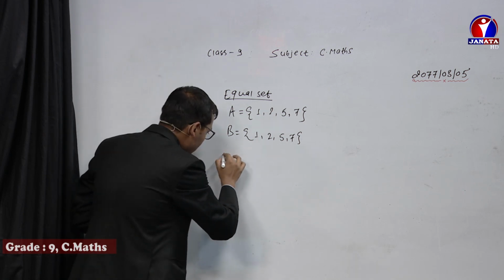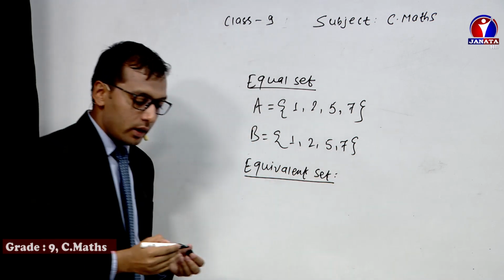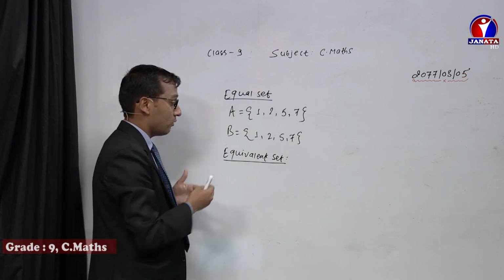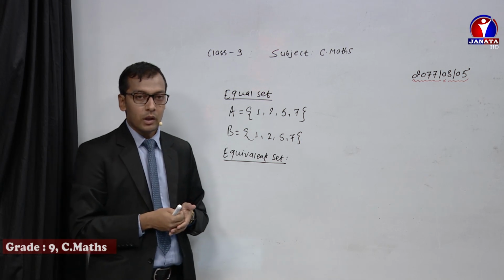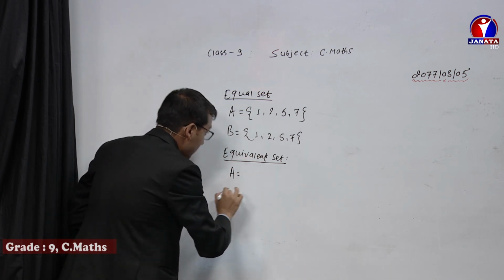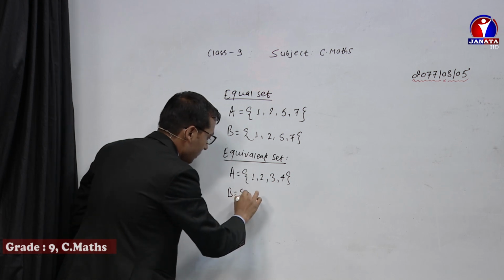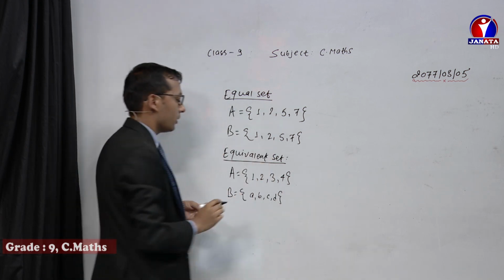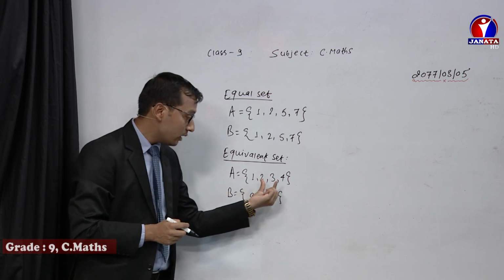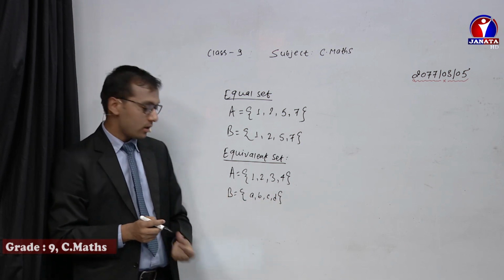Next, what is an equivalent set? In an equivalent set, we can write different elements in two different sets, but their cardinal number should be the same. So let's see, set A is 1, 2, 3, and 4, and set B is, suppose, a, b, c, and d. Let's have a look at the examples. In the first example, the first set is A. There are four elements: 1, 2, 3, and 4. In the second example, B is a set. The elements are a, b, c, and d.